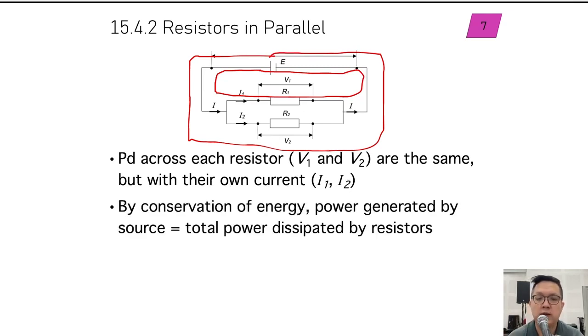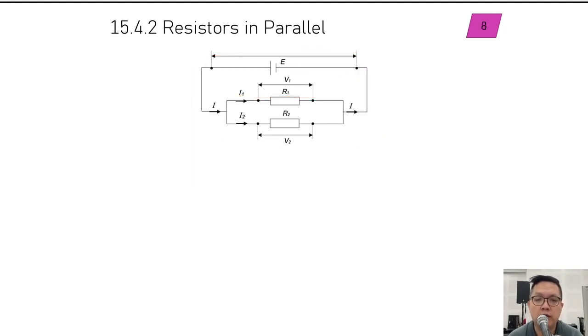Again, by conservation of energy, power generated by source is equal to total power dissipated by resistors. I can say EI equals V1I1 plus V2I2. So the power generated by this source, E times the total current I, is equal to the power dissipated across R1, which is V1I1, and the power dissipated across R2, which is V2I2. From there we're going to go on a little bit more.